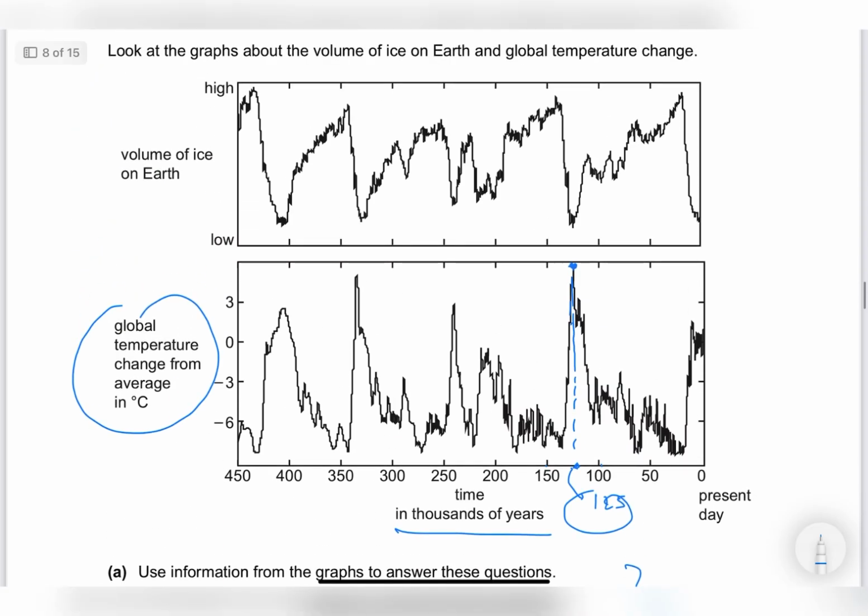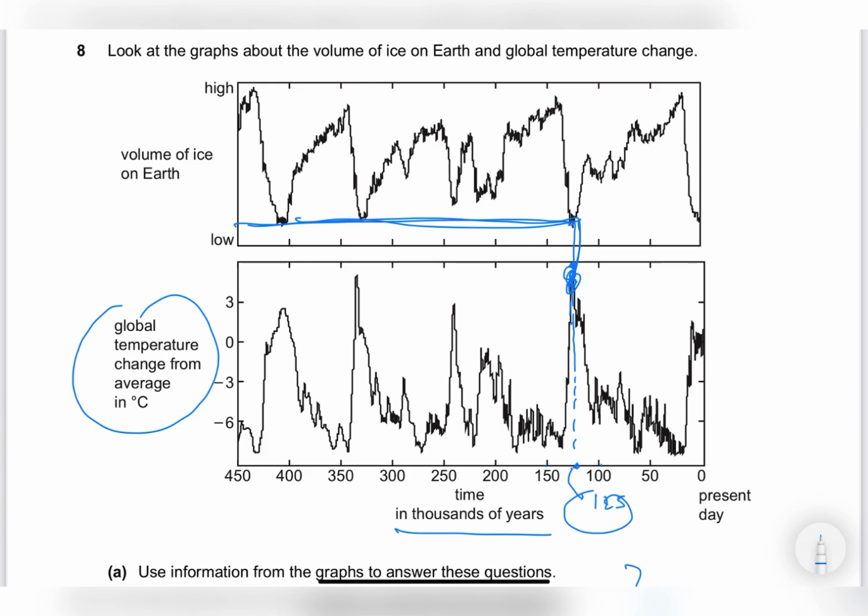Describe the relationship between the global temperature and volume of ice on the earth. So as you can see, if the temperature is highest, volume is lowest. Why? If there is the most temperature, there will be no ice. So the volume of ice will be lowest. Think about it.